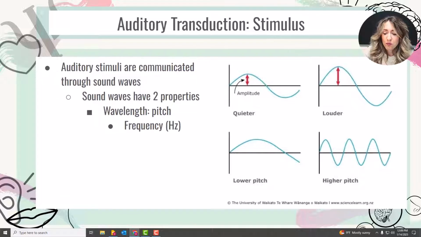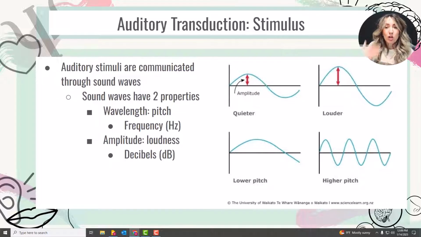like a deep tone. And then there is the amplitude, and the amplitude determines the loudness of the sound, and this is measured in decibels. So something that is very loud has very high decibels, and something that is quiet or soft, the decibels are lower.